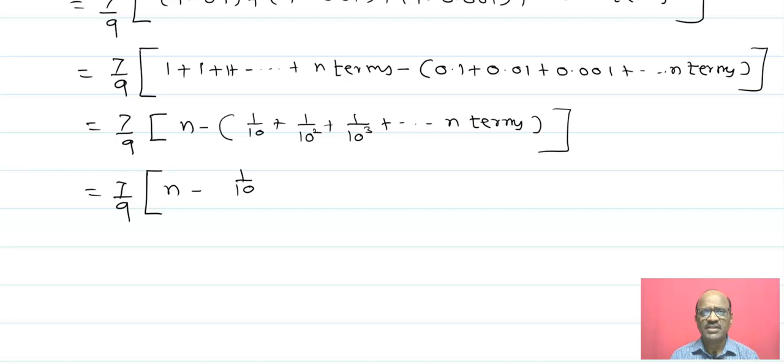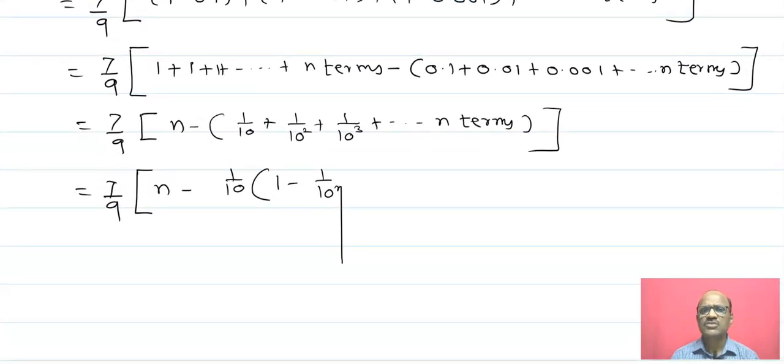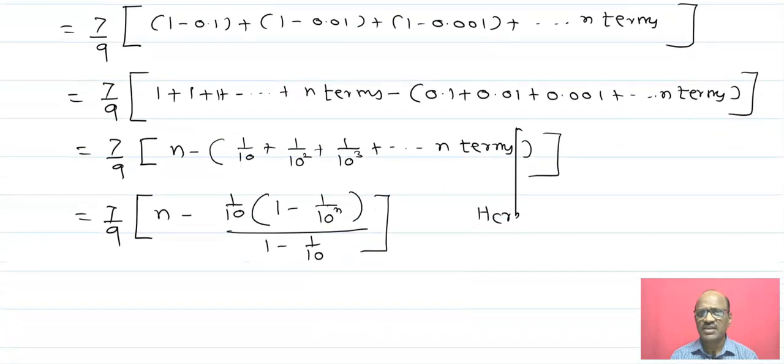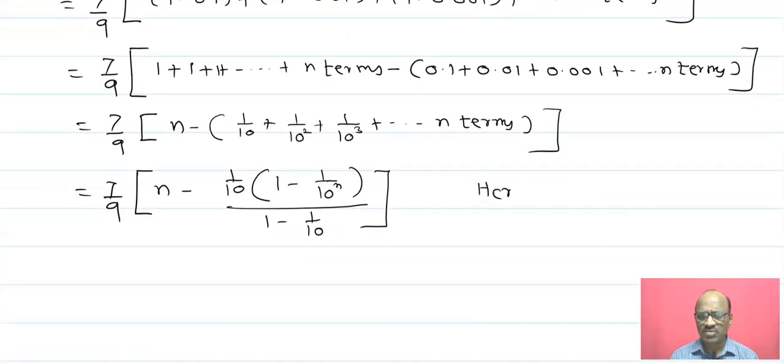That is 7 upon 9 in square bracket n minus, again the bracket terms, that is 1 upon 10, 1 upon 10 square, 1 upon 10 raised to 3. This is in GP. Here a is equal to 1 upon 10, r is also equal to 1 upon 10. Therefore, what is the formula? a in bracket 1 minus r raised to n upon 1 minus r, that is 1 upon 10 in bracket 1 minus 1 upon 10 raised to n upon 1 minus 1 upon 10.